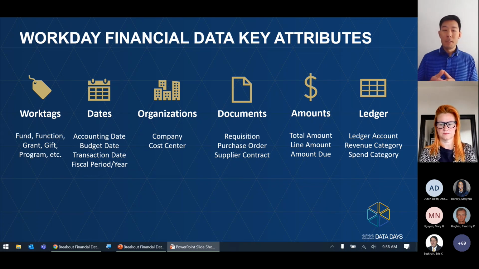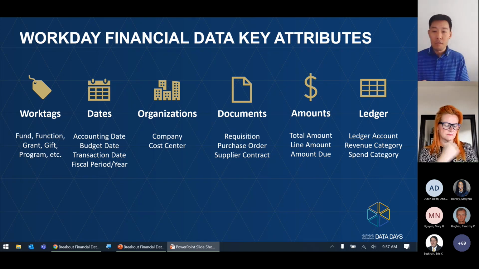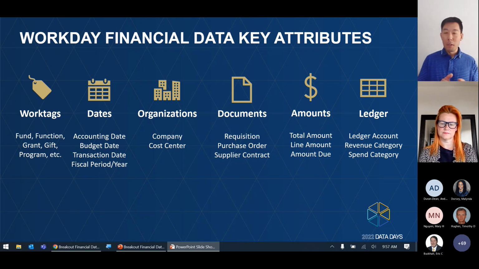Then we have different types of dates. So dates are not a business object, but they're an attribute to financial data. So you have different types of dates, and you want to know the difference between the accounting date, for example, and a budget date or a transaction date. Organizations, so company and cost center, primary organizations. Documents, like I said before, if you're looking at an expense report, you have relationships to a spend authorization. So those are other business objects that are still key attributes to that piece of financial data.